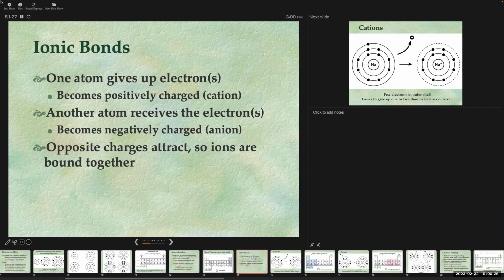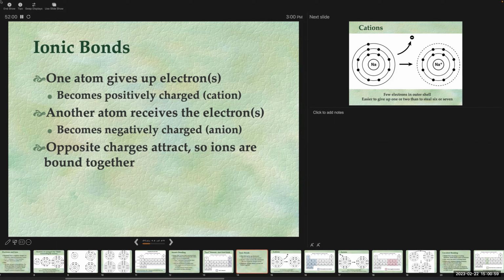Now, one way that some elements can form a bond is to create what's called an ionic bond. What happens in an ionic bond is that one atom will give up electrons. It might give up just one, or it might give up more than one electron. And remember, if you give away electrons, you're giving away negative charge, so you have more positive charge in your nucleus, less negative charge orbiting. So you end up as a positively charged ion or a cation.